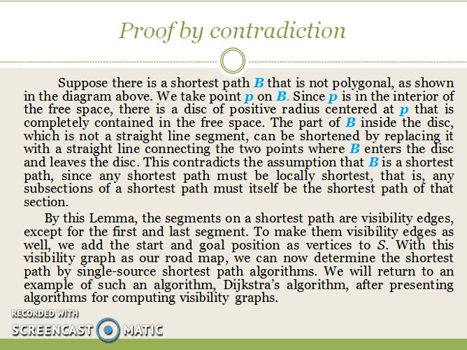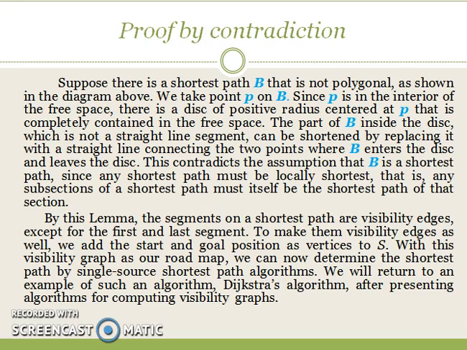We take point P on B. Since P is in the interior of the free space, there is a disk of positive radius centered at P that is completely contained in the free space. The path of B inside the disk, which is not a straight line segment, can be shortened by replacing it with a straight line connecting the 2 points where B enters the disk and leaves the disk. This contradicts the assumption that B is the shortest path, since any shortest path must be locally shortest. That is, any subsection of a shortest path must itself be the shortest path of that section.